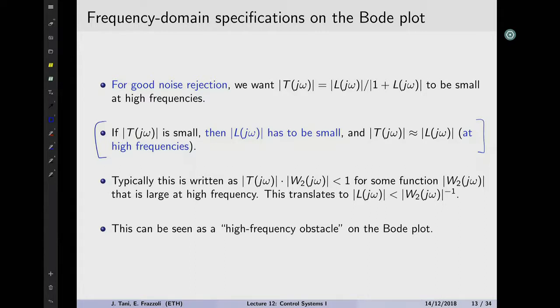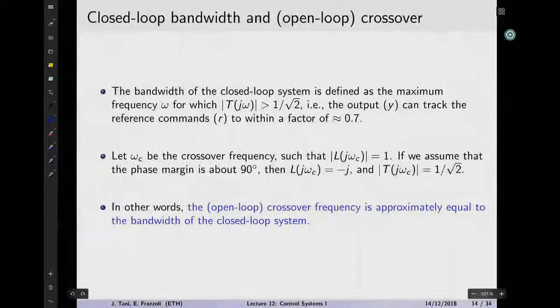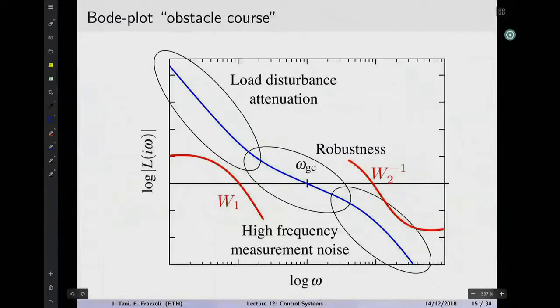It has to be bigger than 1. Therefore, L needs to be smaller than a high frequency obstacle. And this is represented in this plot here, where we have this obstacle that is a way to characterize specifications, for example, on the steady state error. This other obstacle is defined in a way to characterize performances in terms of noise attenuation.